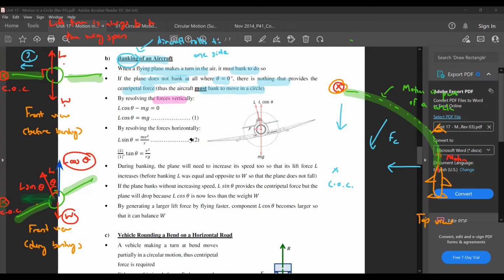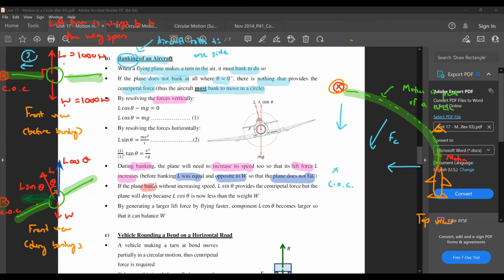Now, when an aircraft is banking, your aircraft actually needs to increase its speed so that its lift force L also increases. Before you made the aircraft bank, the lift force was equal and opposite to W so that the plane does not fall. Meaning to say, if my weight was 1,000 Newton, the lift force must also be 1,000 Newton in order for your aircraft not to fall out from the sky.